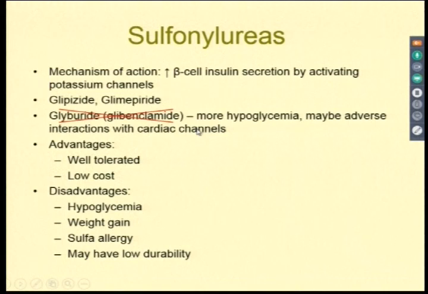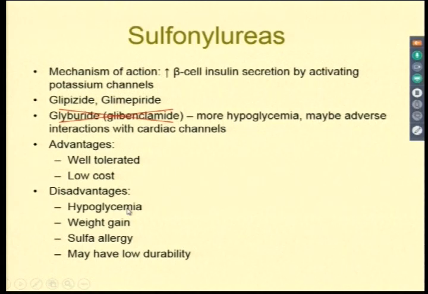Glyburide, which was used abundantly a decade ago, we tend to get away from that now, mainly because it causes more hypoglycemia and seems to have more effects on cardiac sulfonylurea receptors, and that might actually be adverse to the heart. But instead, we are focusing on glipizide, which is shorter acting and perhaps causes less hypoglycemia, and glimepiride, which in my experience is a little more potent and longer acting. So these two are used widely. They're well tolerated, they're low in cost because they're generic.